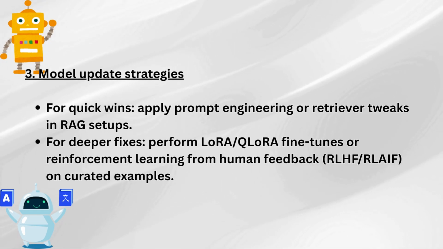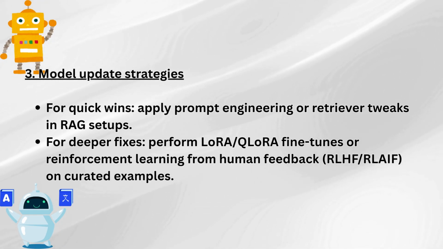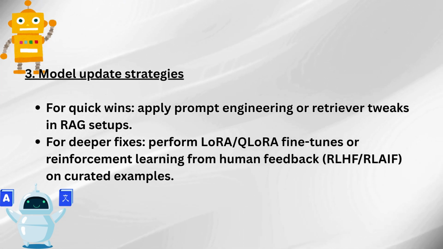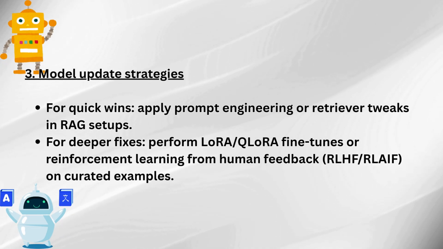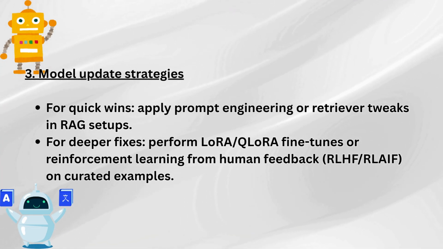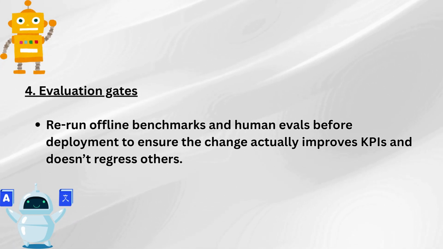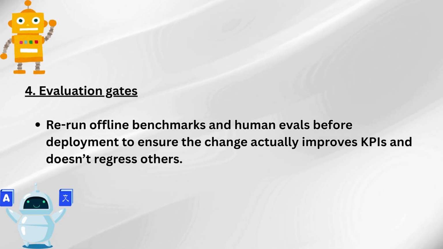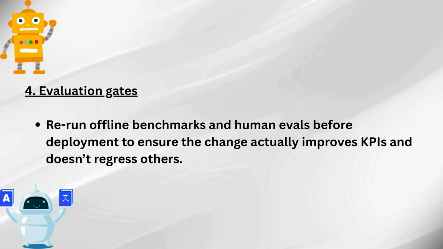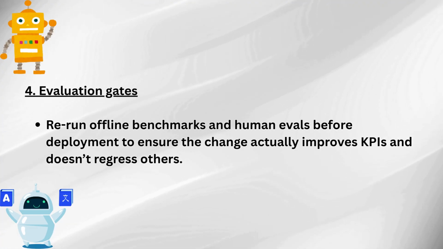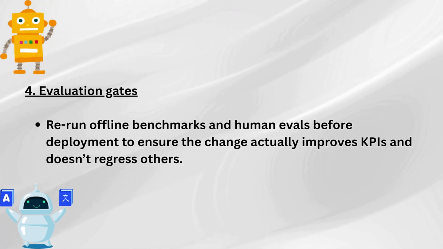3rd, model update strategies. For quick wins, apply prompt engineering or retriever tweaks in RAG setups. For deeper fixes, perform LoRA/QLoRA fine-tunes or reinforcement learning from human feedback/RLAIF on curated examples. 4th, evaluation gates: rerun offline benchmarks and human evals before deployment to ensure the change actually improves KPIs and doesn't regress others.